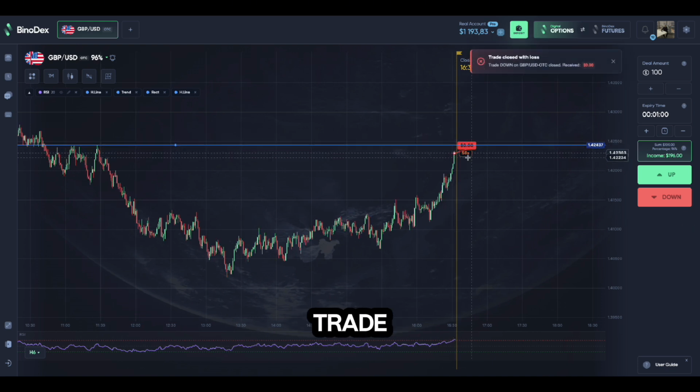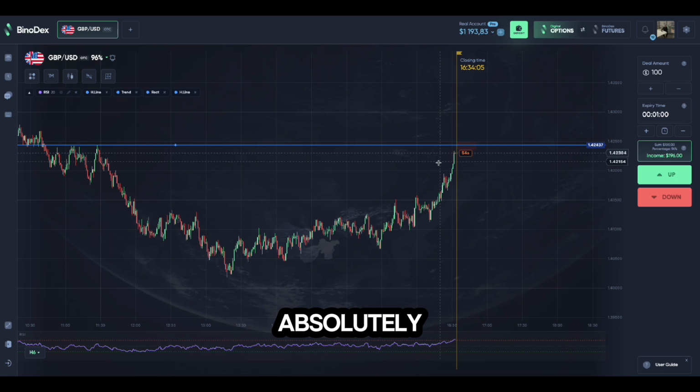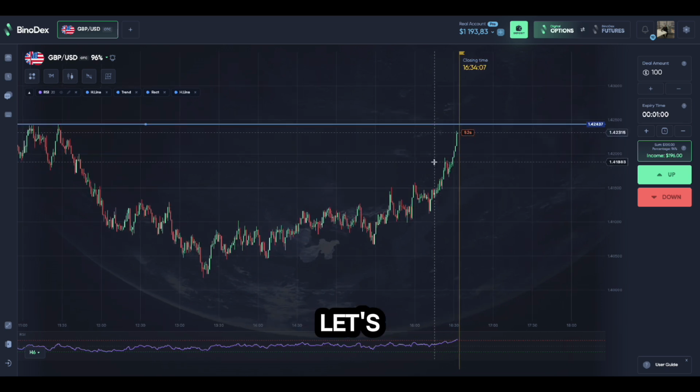So we see that our trade closed at a loss. There is absolutely nothing to worry about at all. Let's now wait until the price touches this specific resistance area and open 2 trades for a decrease for 1 minute. So we need to wait just a little bit longer.